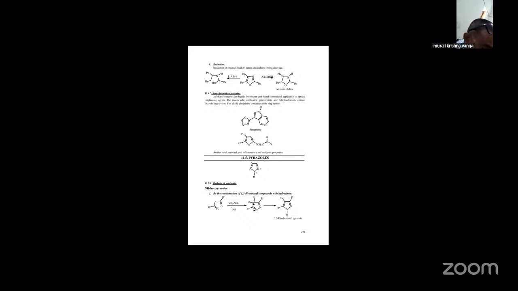Pyrazoles. Methods for synthesis of pyrazole. One is by condensation of a 1,3-dicarbonyl compound with hydrazine. When a 1,3-dicarbonyl compound reacts with hydrazine hydrate, it forms a pyrazole derivative.